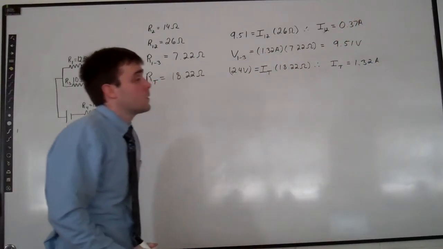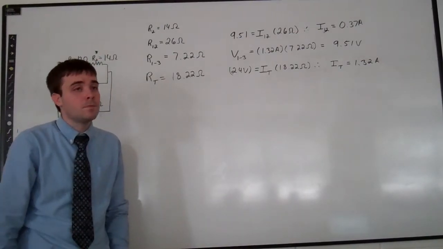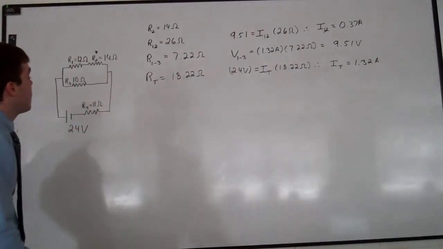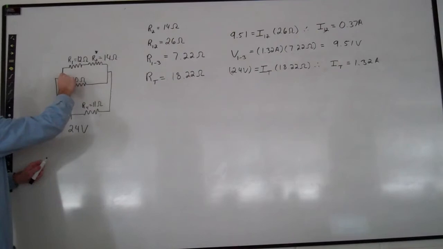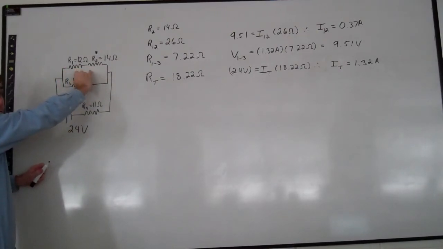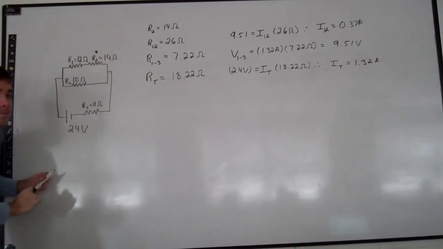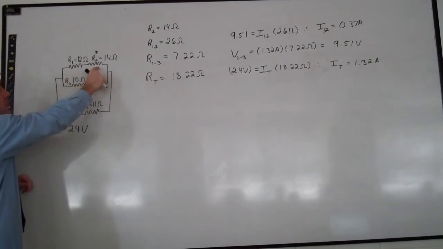Okay. Questions on that one? Why is it 26 and not 14? Like, I understand we're supposed to use what was across from it, but. Because we're looking for the current through this whole top branch, and both those are in that top branch. Make sense? Yeah.